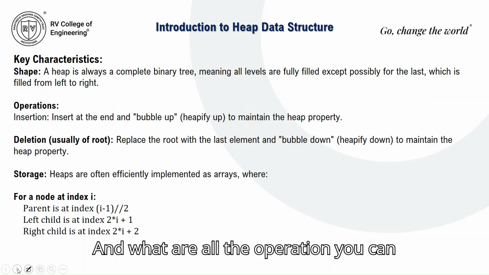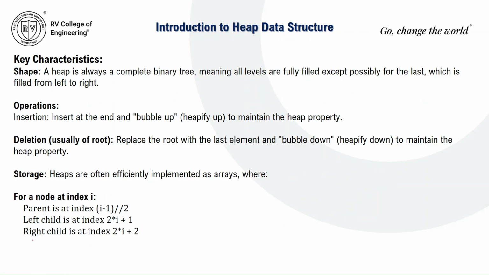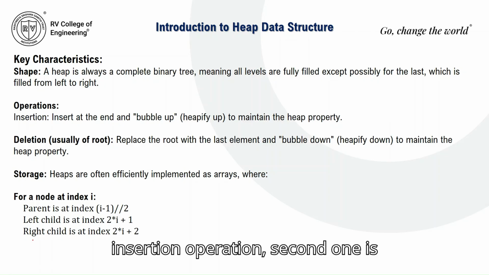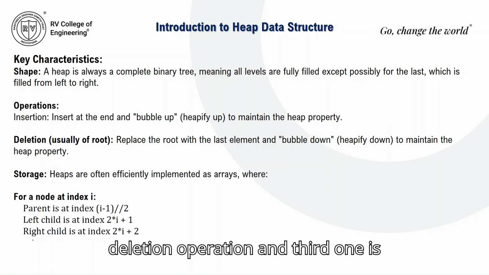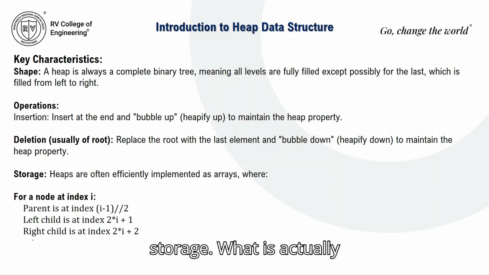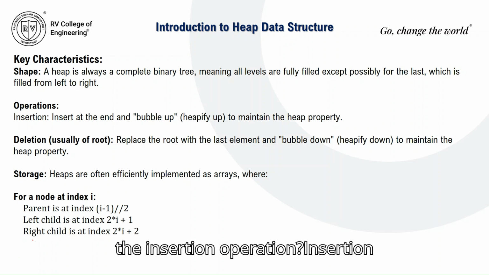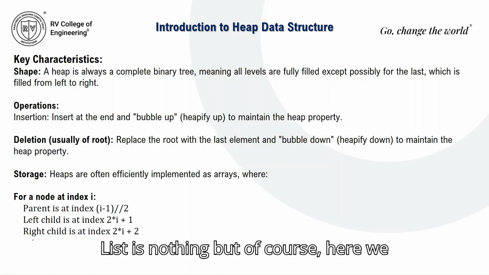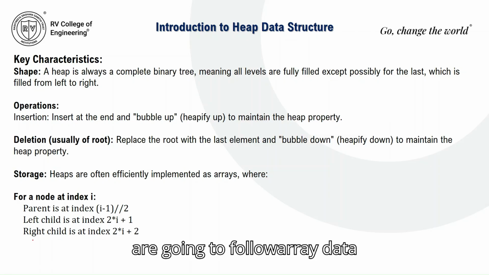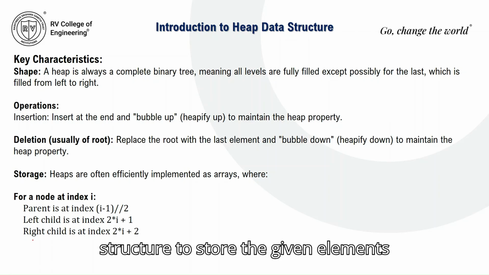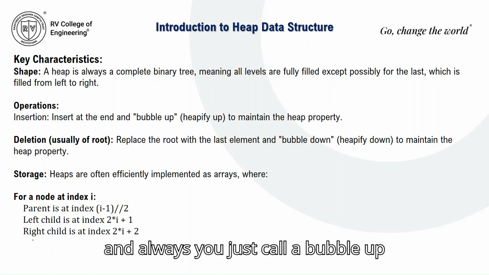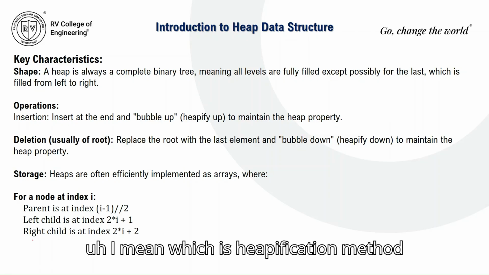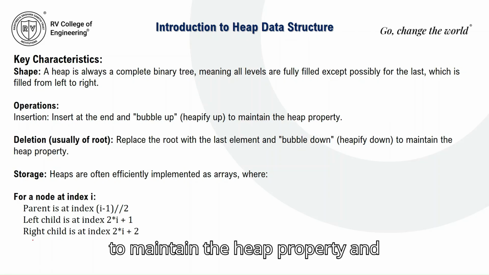And what are all the operations you can perform on this heap? The first one is the insertion operation, the second one is the deletion operation, and the third one is storage. What is actually the insertion operation? Insertion operation, what happens? You're going to insert the element at the end of your list always. The list is nothing but, of course, here we are going to follow the array data structure to store the given elements. And always you call bubble up, which is a heapification method, to maintain the heap property.